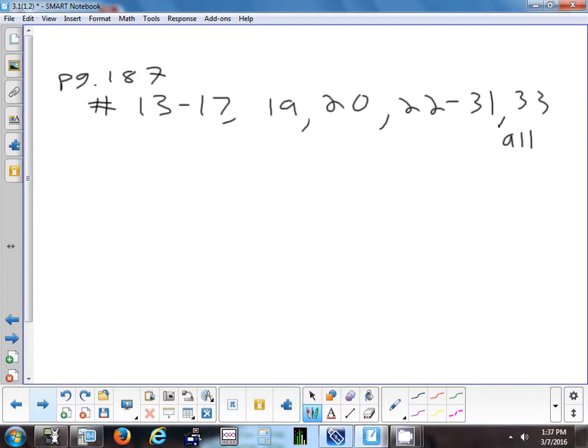We'll take a look at that tomorrow. We'll finish up 3.1 tomorrow, and then we'll also start the first half of 4.1.